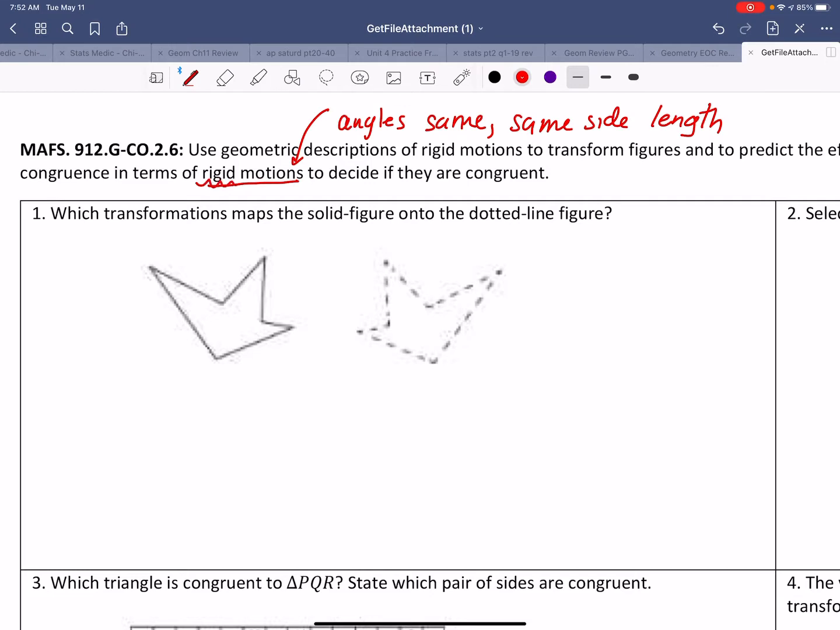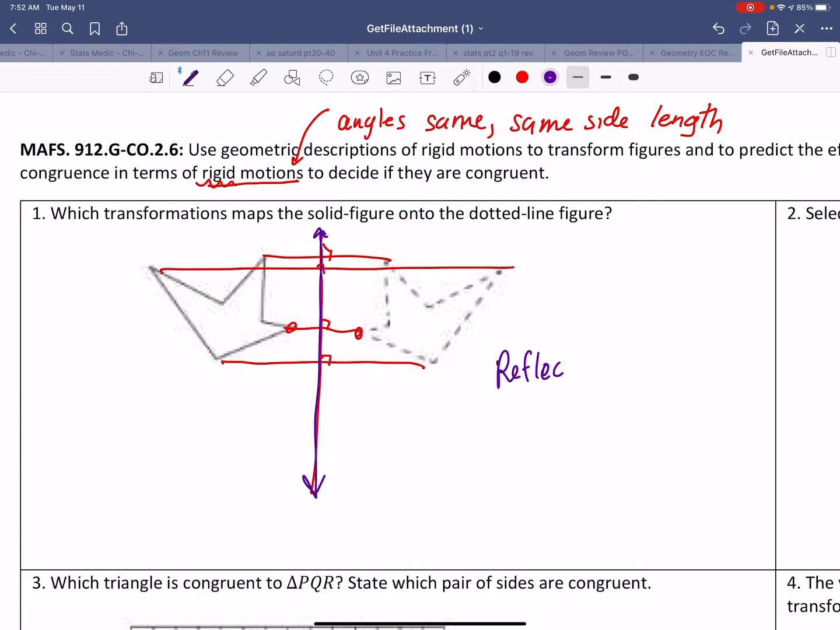What transformation maps the solid figure onto the dotted figure? It looks here like this would be a perpendicular bisector. Each line, when we connect them, there is a line that is a perpendicular bisector. So this looks like it's reflected over a vertical line.